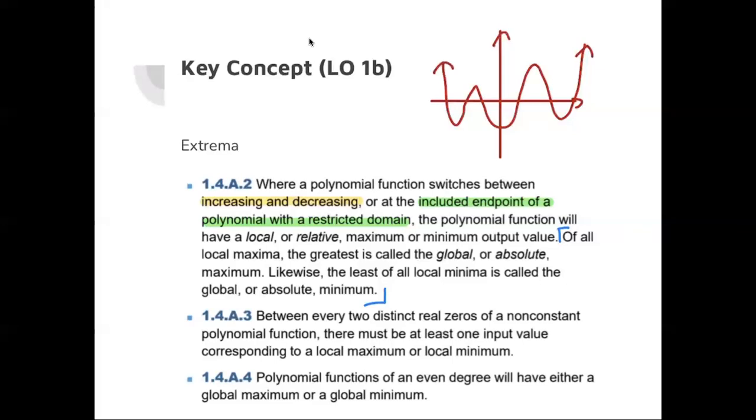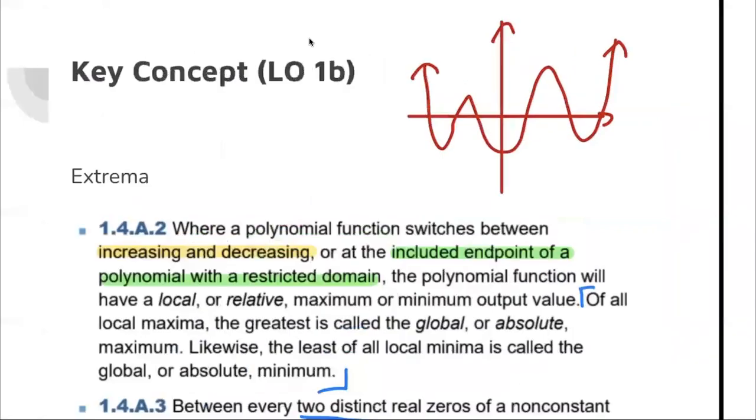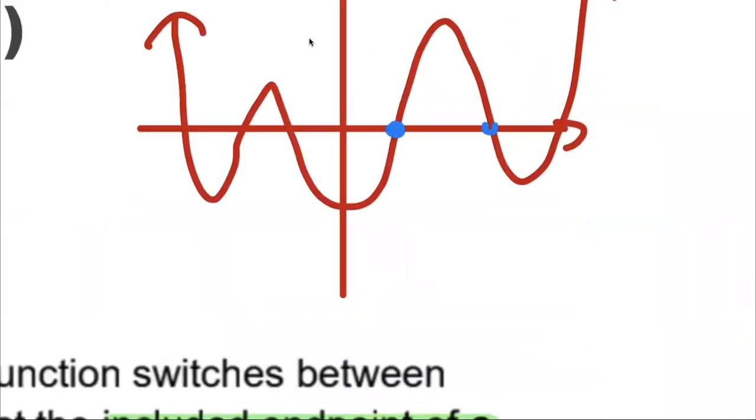Okay, I drew a sample polynomial function. Between every two distinct real zeros. So if you take a look at this, these are two distinct real zeros, right? What College Board is saying is that between these two distinct real zeros, there must be either a local maximum like this, or for these two real zeros, a local minimum, right? So they're saying that between any two distinct real zeros, there must be either a maxima or a minima. I'll explain why this happens.